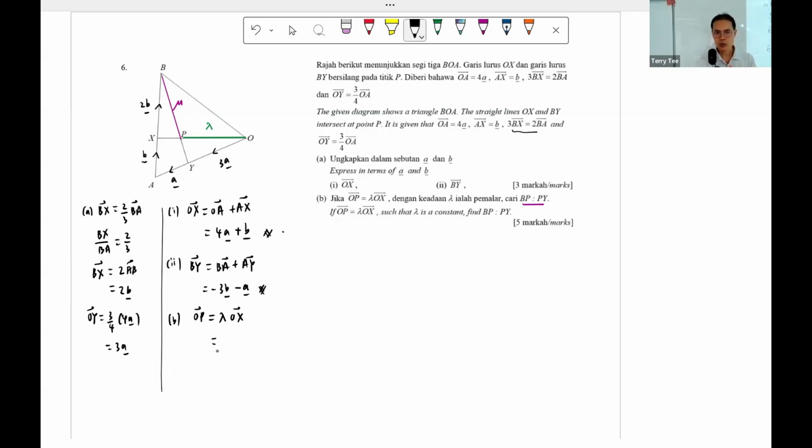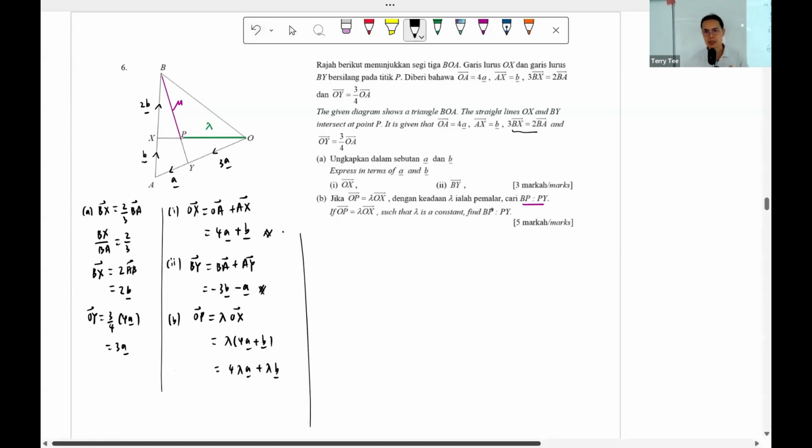What is your OX? We know OX from the first part here. See, I got OX already, right? So take this, put inside 4A plus B, multiply inside: 4 lambda A plus lambda B. Okay, I got my OP. And we do the same for the second one. Now, the second one, I need to start by letting BP equal mu BY. Now, I know some people may say, Terry, why don't you use BP equals mu PY? I don't want to use mu PY because if you want to use mu PY, right?